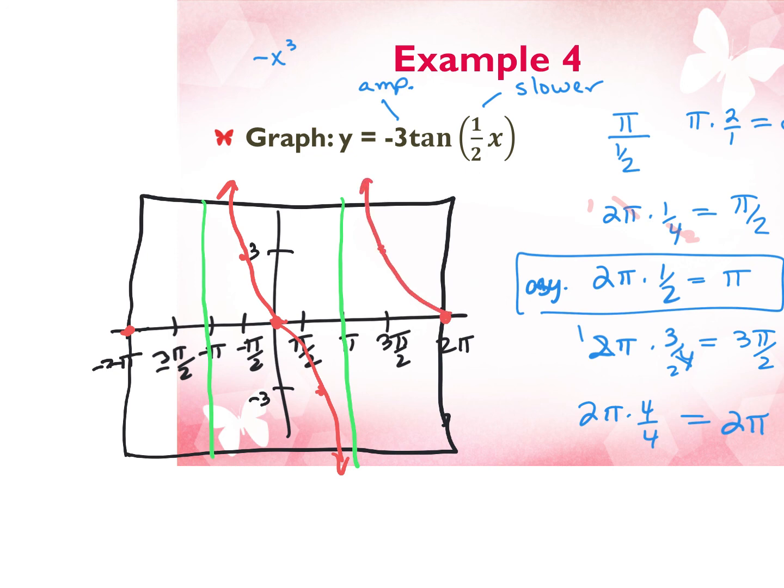And then this one would have been out of the box. And then same thing over here. This would be out of the box. But then this is back in. And there's your graph. It would be all the red. And again, we're not graphing cotangent. So that is it for the tangent graph.